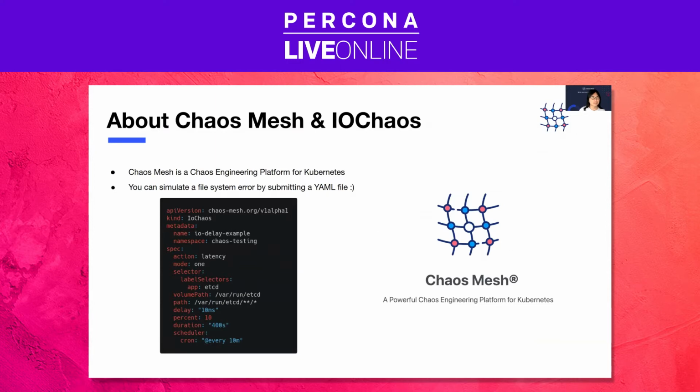ChaosFS is a chaos engineering platform for Kubernetes. With it, you can simulate network, kernel, I/O errors by simply submitting a YAML file. For example, by applying this IoChaos configuration, the I/O operation on specific paths in all selected containers, or pods if you are familiar with Kubernetes, will be injected with 10 microseconds delay.